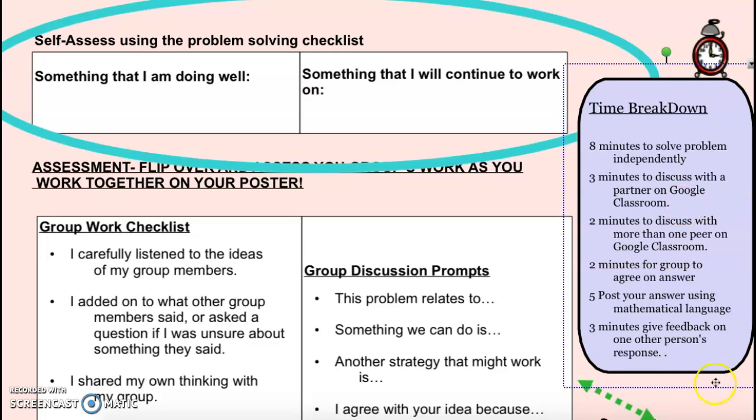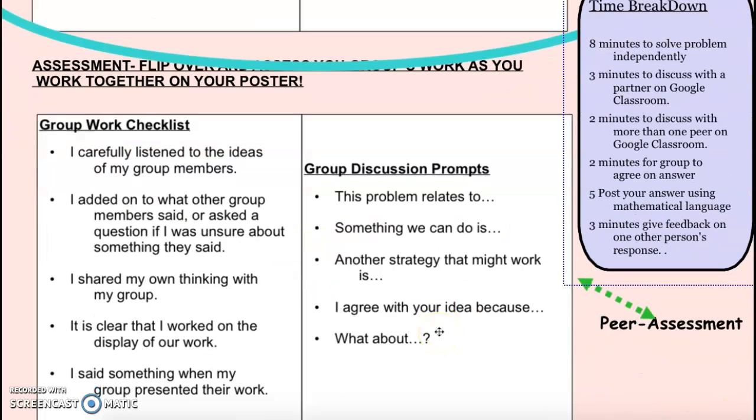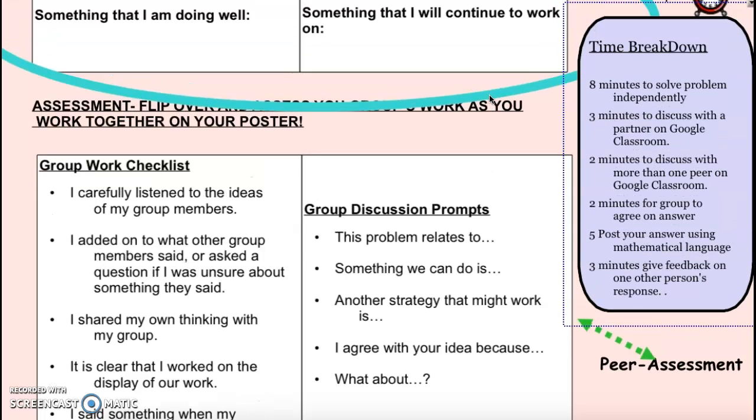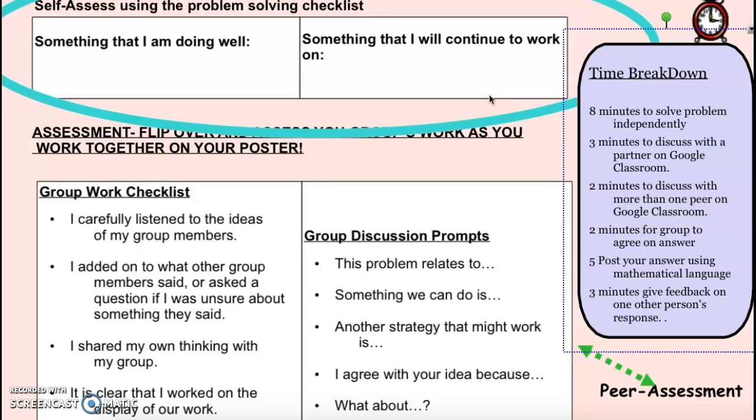Be sure to use the group discussion prompts in order to make certain that you are staying on task with your response and you're giving critical feedback based on what the question is asking. I also want you to make certain that you are self-assessing your work. Think about what you did well and what's something that you need to continue to work on. Make certain that you're really reflecting and thinking mathematically and not thinking of it very generically.